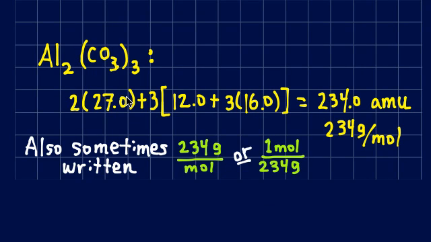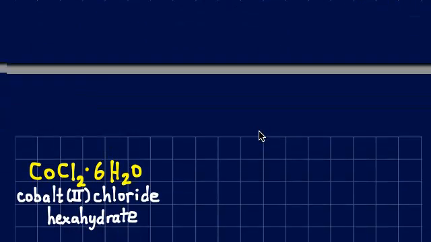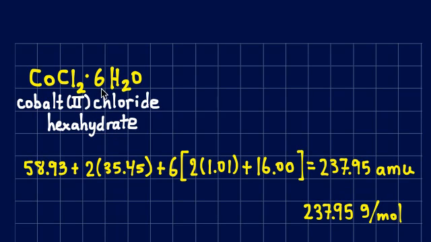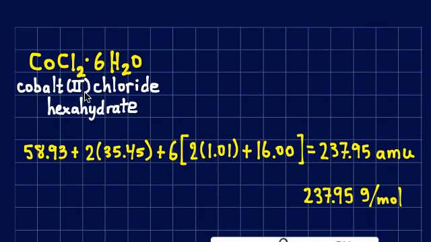2 aluminums, 3 carbonates. That's a carbonate ion. But 3 of those has 3 oxygens and 1 carbon. So just be careful with the numbers in your math, but it all should work out. Here's a hydrated salt. Copper 2 chloride hexahydrate. That's 6 waters that go along with that. We're not really multiplying here, but there are 6 waters along with that cobalt and the 2 chlorines in this salt in the bottle in the back room.